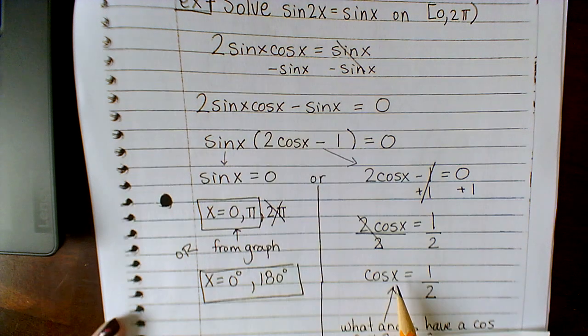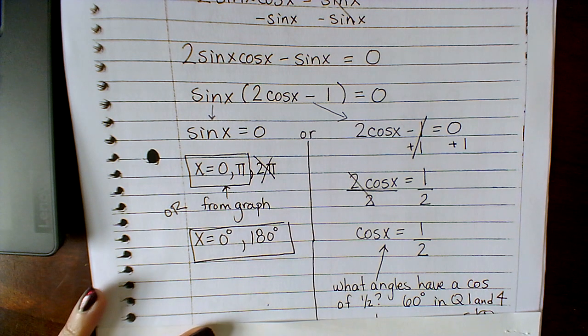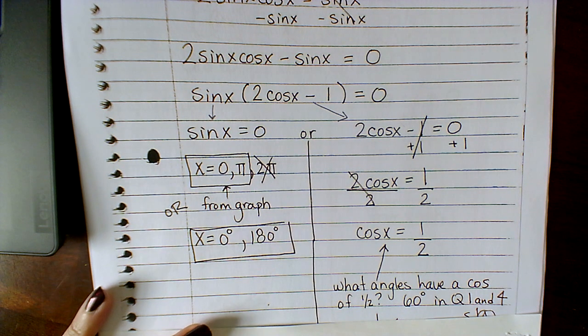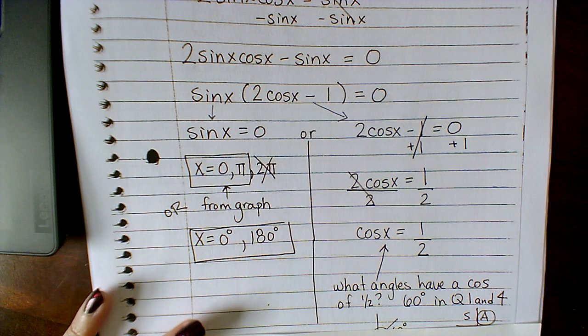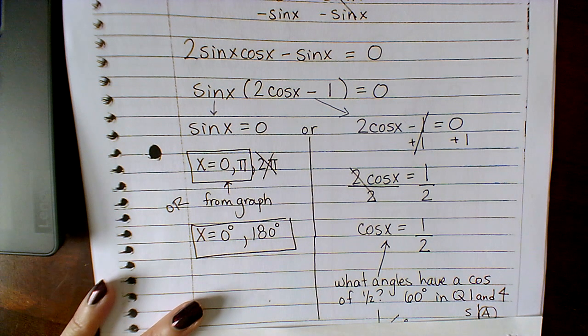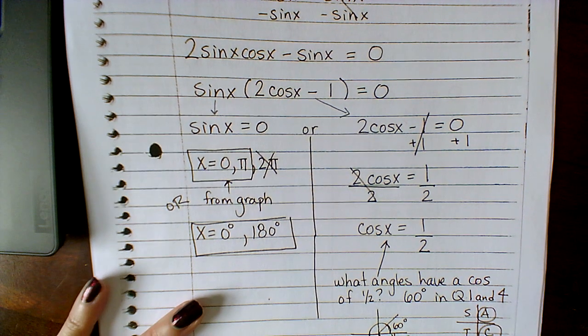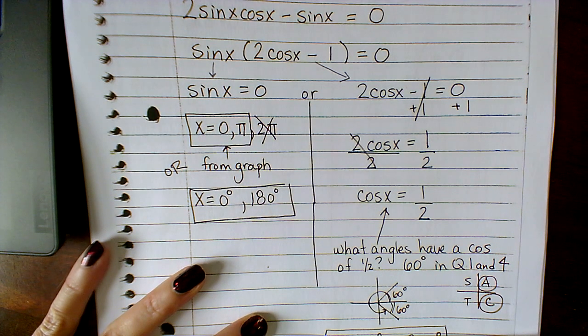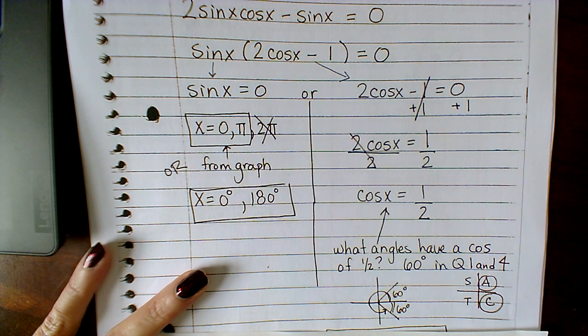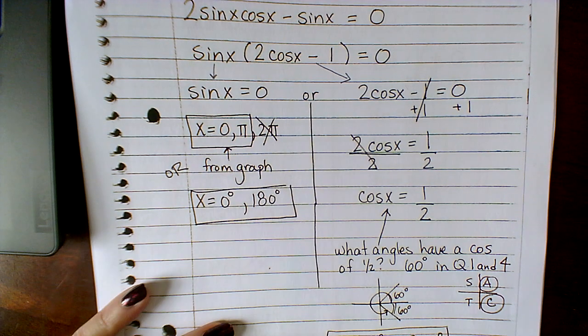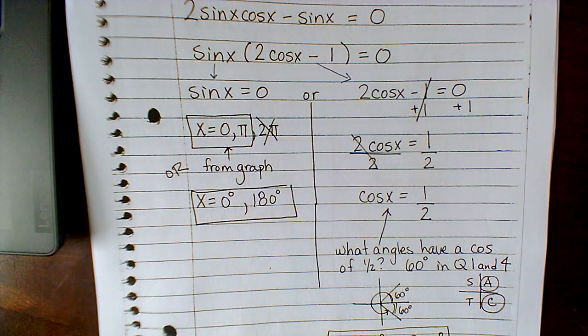So that's why. For the 2 cosine x minus 1, if we add 1 to both sides and then divide by 2 to isolate the cosine x, we get cosine x equals 1/2. So what angles have a cosine of 1/2? Well, 60-degree angles, and because it's positive 1/2, we know it's got to be in quadrants 1 and 4. Those are the 2 quadrants where the cosine function is positive. So what are the 2 angles that have a 60-degree reference angle in quadrants 1 and 4? Well, it's 60 and 300 degrees.